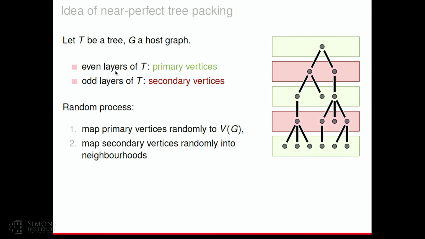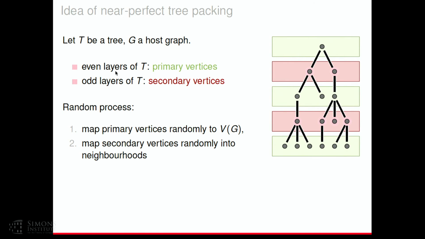So we just randomly put it somewhere, which is nice because this one color class will form an independent set. And then we just need to put in the other color class. We do that randomly as well, but now we have the restriction that if we want to put this vertex randomly, we somehow have to embed it into the neighborhood of these already embedded vertices. Okay, so that was the process.